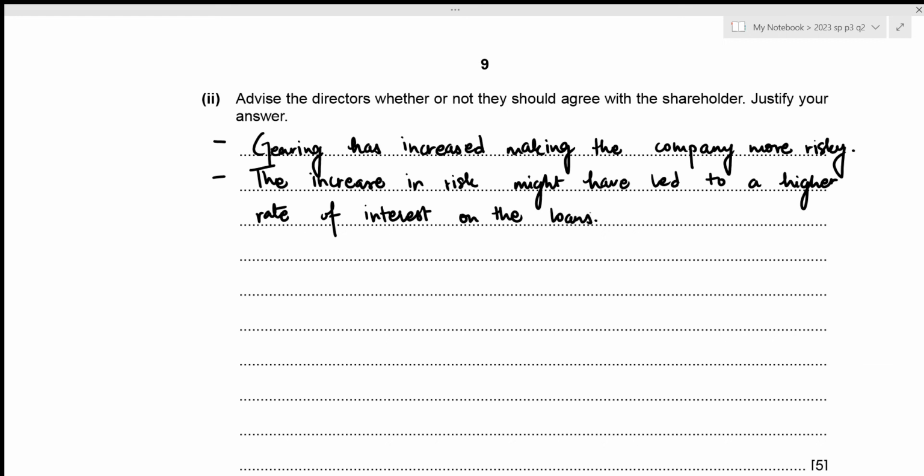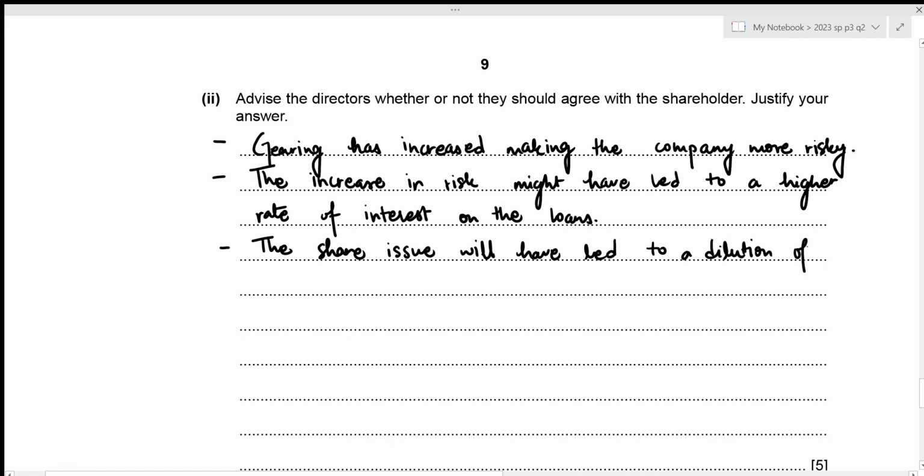Now let's talk about issuance of share. When we issue new shares, then obviously there are going to be new shareholders added to the company, which could dilute the control of the company. Let's write it down. The share issue will have led to a dilution of control.